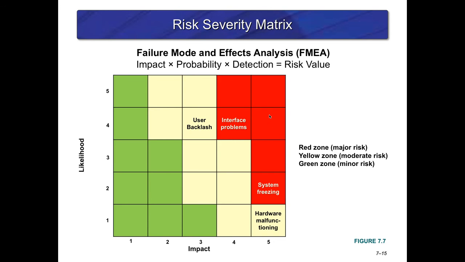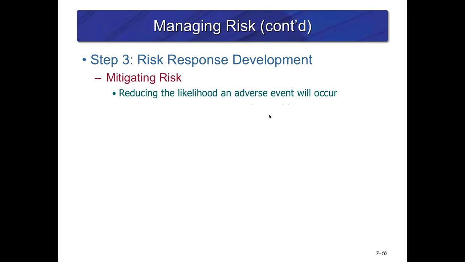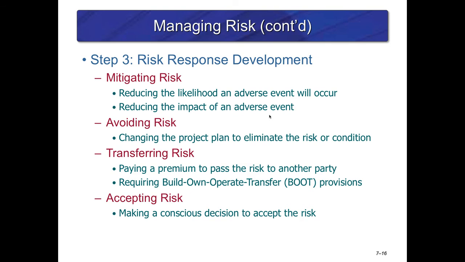And then the next thing you look at is still staying within the red because you've identified that as the high risk. Then you look at system freezing. Then you look at user backlash, and finally hardware malfunction. Okay? Once you've done all of that, you're going to come up with, and this is the part where I said we were going to add another one, right?